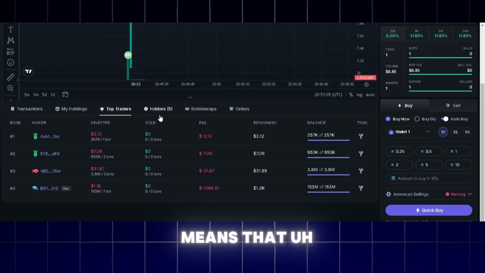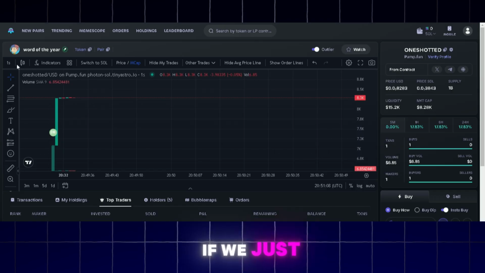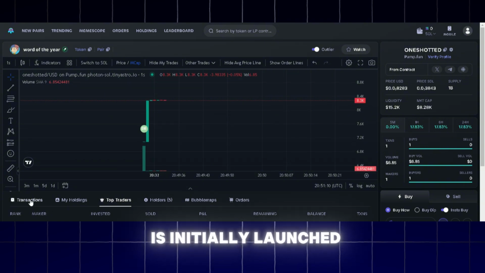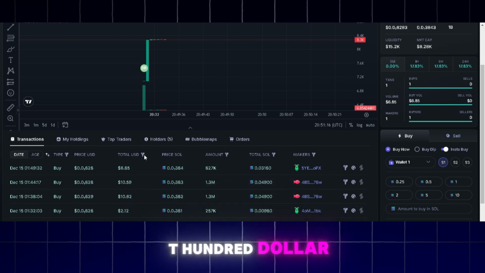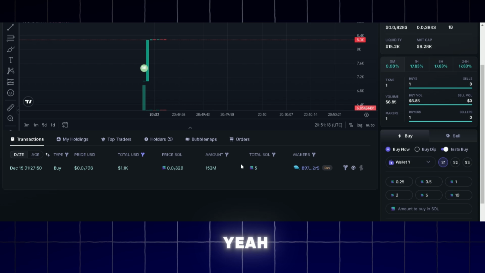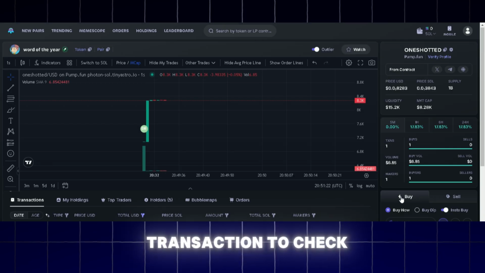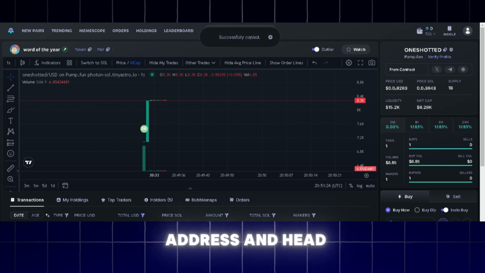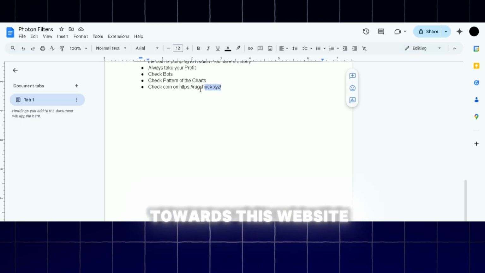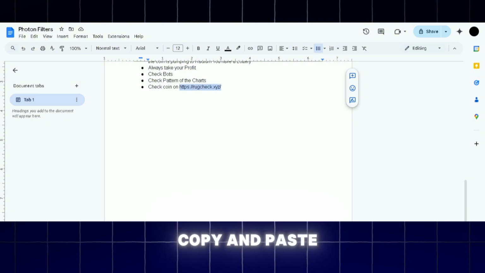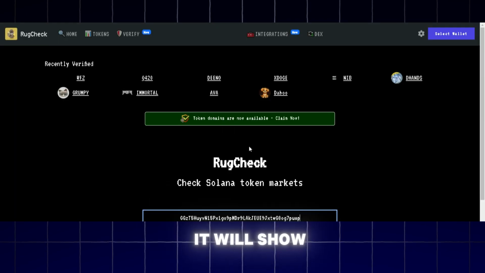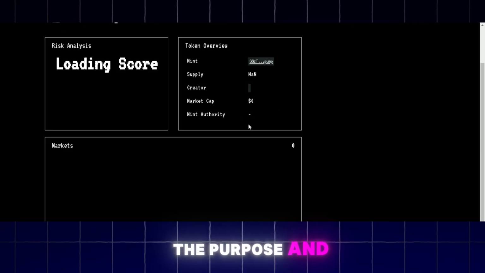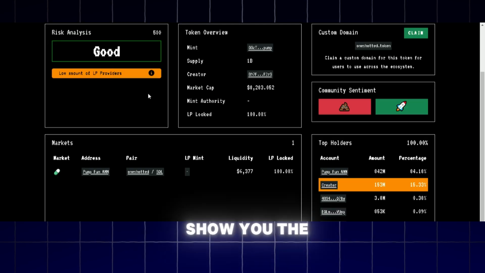Which means this coin has just initially launched, and we can see the transaction, USDT, and it's basically one transaction. To check these, copy the contract address and head toward this website. First of all, copy and paste this website, and then you need to copy the coin address. It will show you the purpose and show you the score.